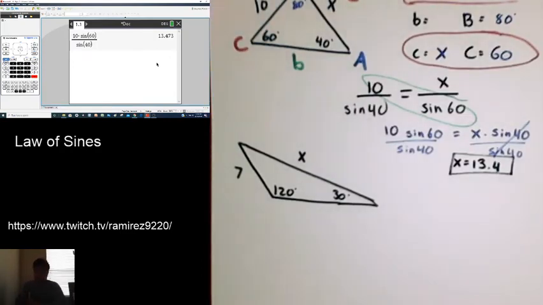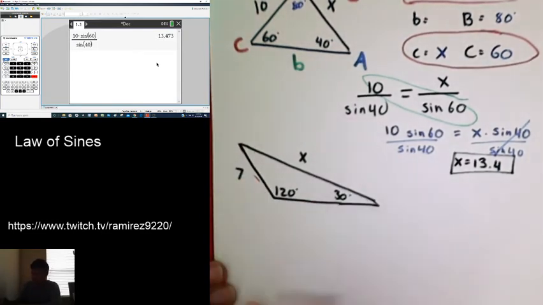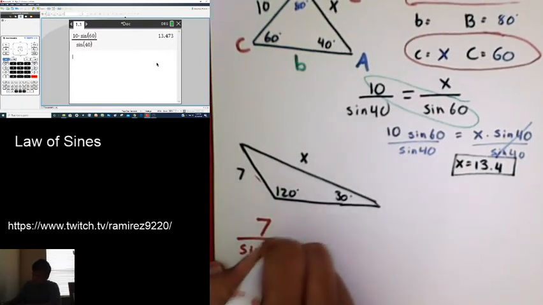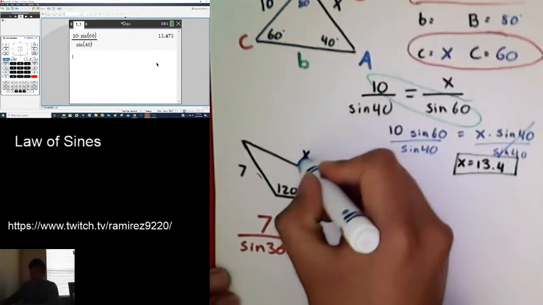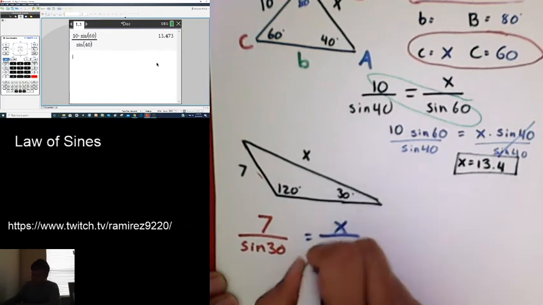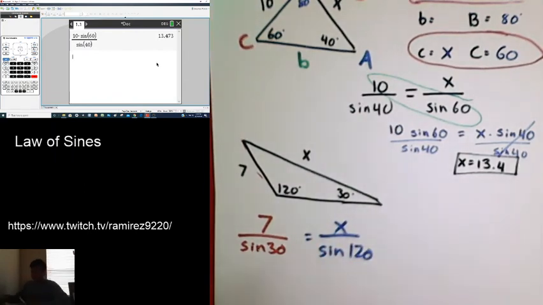Here's how you would do it without a table, without having to label. Just look at what's given. I have a 7, and that 7 is across the 30. So I already know it's going to be 7 over the sine of 30, just like that. I have an x, and the x is across the 120. So x over the sine of 120. Again, just like that.